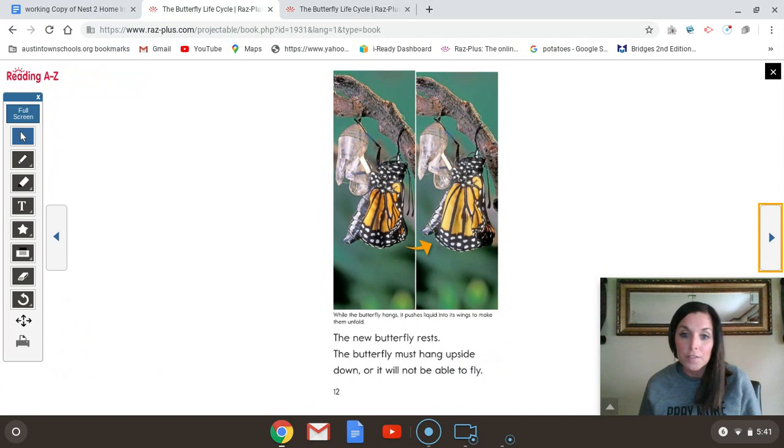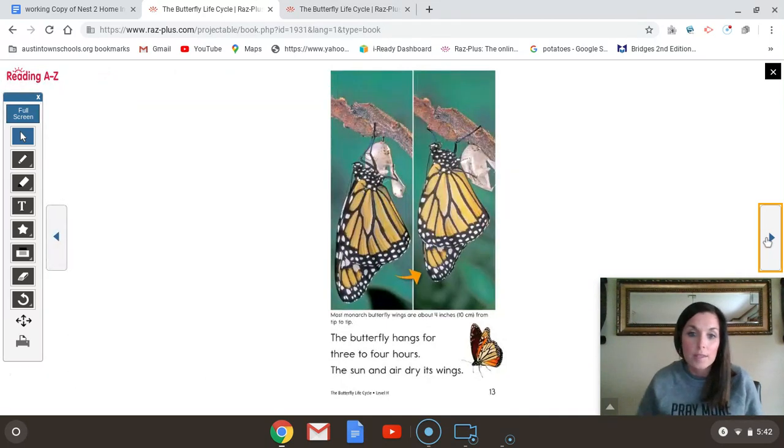The new butterfly rests. The butterfly must hang upside down or it will not be able to fly. While the butterfly hangs, it pushes liquid into its wings to make them unfold. See how it kind of looks like shriveled up? It works to make its wings open up more. The butterfly hangs for 3 to 4 hours. The sun and air dry its wings.